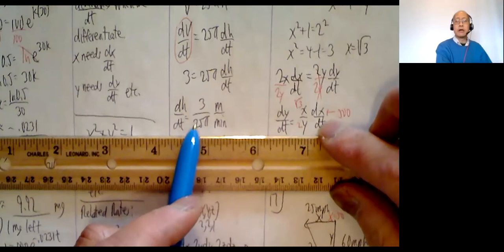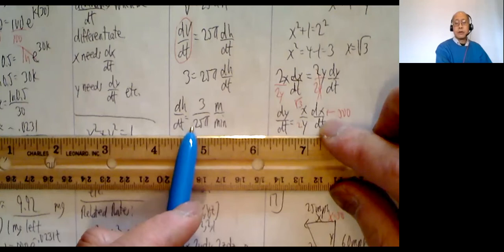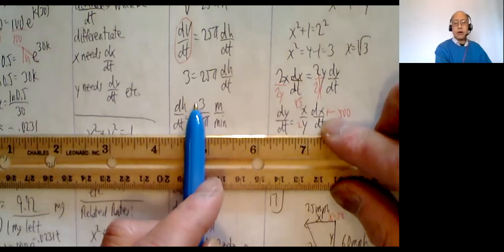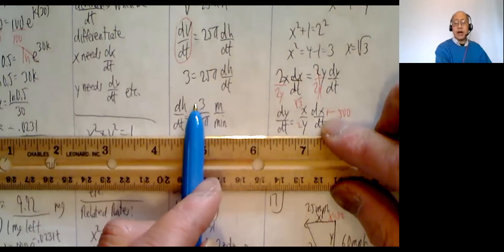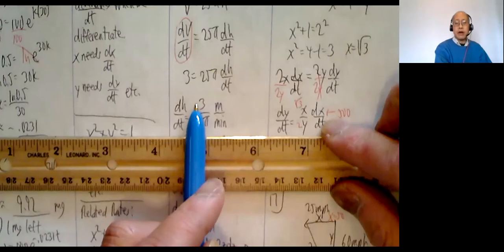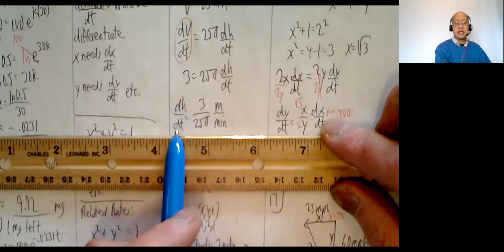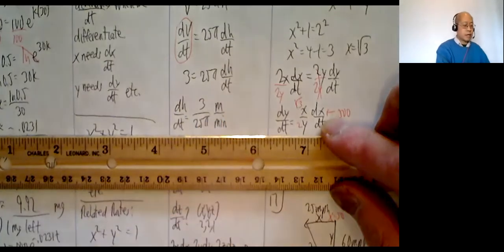But if I were to keep going on, it's roughly 1 over 25, right? Can you see even without a calculator? How can I guess it's 1 over 25? Because what's 3 over pi? 3 divided by 3.14, it's about 1, right? So if I round that off to 1, it's roughly 1 over 25. Not quite. A little bit smaller, I guess. But that's just a way that you can guesstimate in this case. All right, so that's dH dt, the rate of change of the height with respect to time. And units are meters per minute.